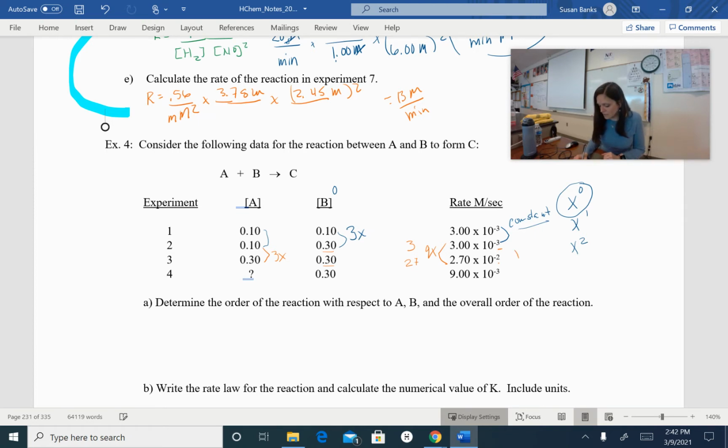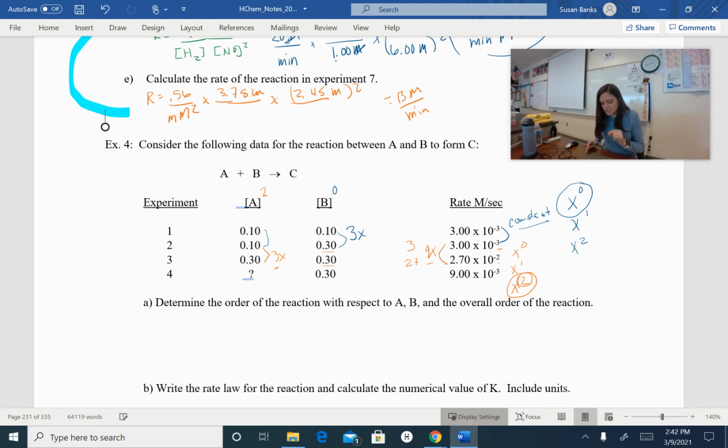So is this zero order, constant? No, it definitely goes up. Is it first order? Does it go up the same amount? No. 3 is not equal to 9. Does it go up as a square? 3 squared is 9, so yes. So our exponent in terms of A is going to be a square, okay?